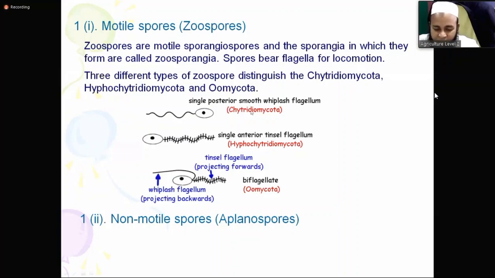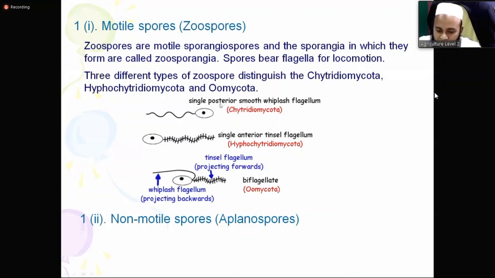Maybe another teacher will teach you the same thing, but I give you some introduction. In Chytridiomycota, there is a single posterior smooth whiplash flagellum. Very long sentence. What is a flagellum? If one flagellum, technically we call it flagellum. If many, we call them flagella. So flagellum is the singular of flagella, and flagella is the plural. So single means one.